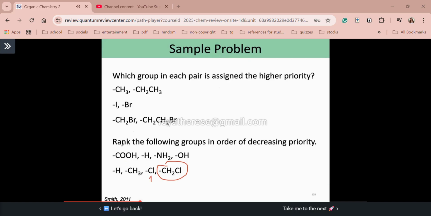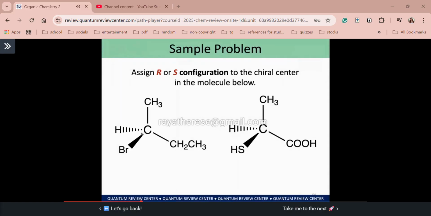Class, again, first one, Cl. Second, CH2Cl. Thirdly, very obvious, CH3, and last pa lang po, si hydrogen. Ayan. So class, please remember, we prioritize your substituents based on the atom directly bonded to your carbon.